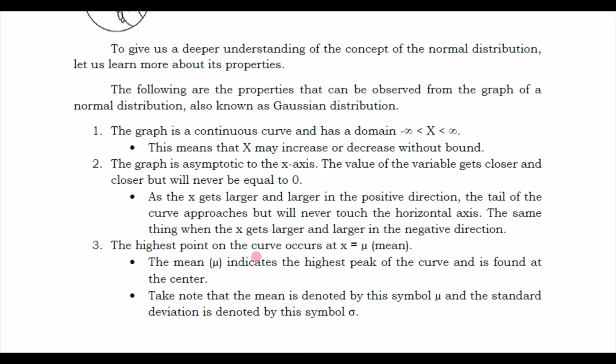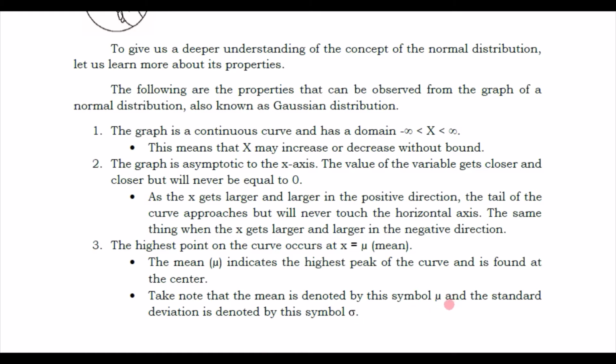Third: the highest point on the curve occurs at the mean. I mentioned earlier that the highest point of the curve is the mean. So the highest point is the highest peak, the tallest part. Take note that the mean is denoted by this symbol, mu. And the standard deviation is denoted by this symbol. This is the symbol for the standard deviation. So we will use these symbols.